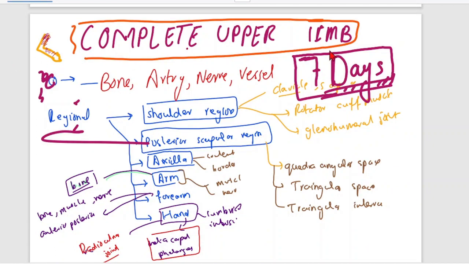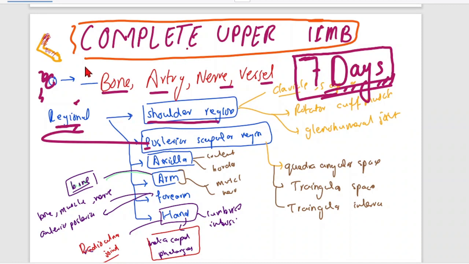So how to complete the complete upper limb in 7 days? First of all, we will tell about all the things you can complete in 7 days. First of all, you have to read the general concept of bone, artery, nerve, and vessel about the upper limb. After that, you have to start the regional anatomy. In regional anatomy, you have to study first of all the shoulder region.